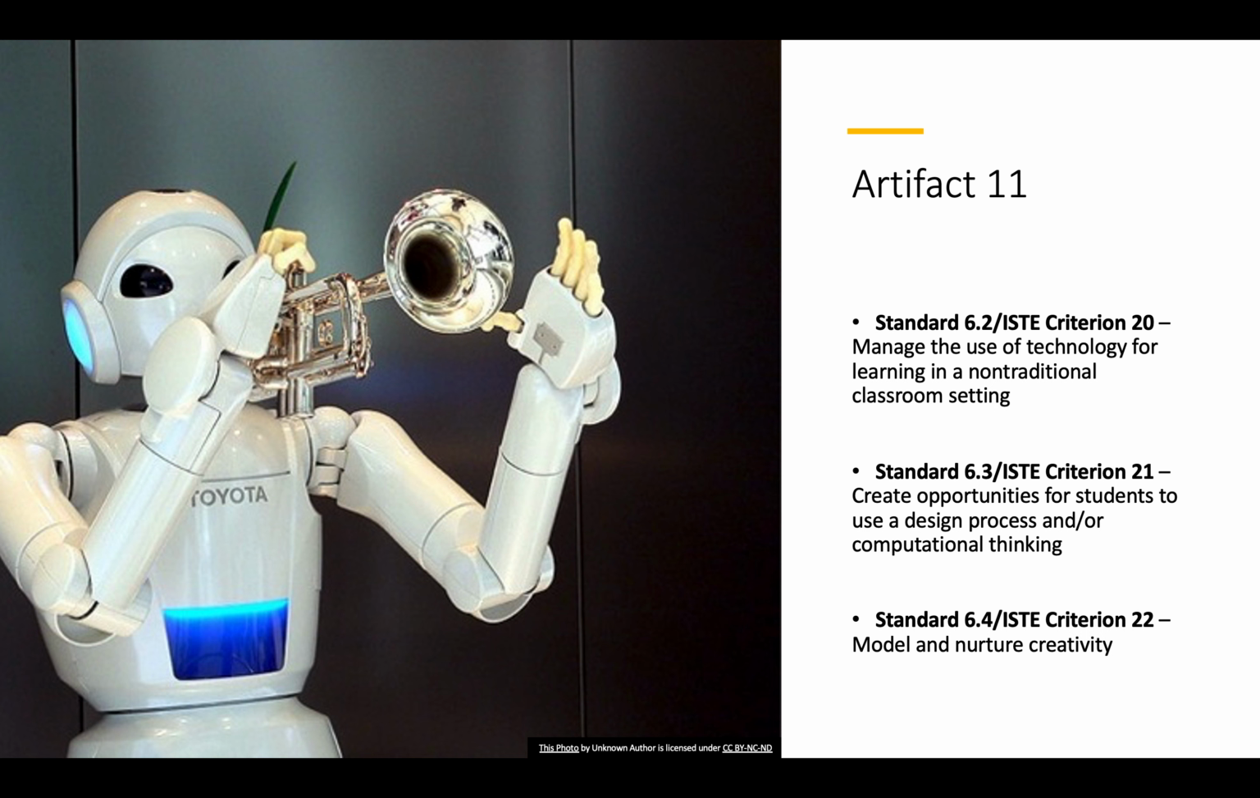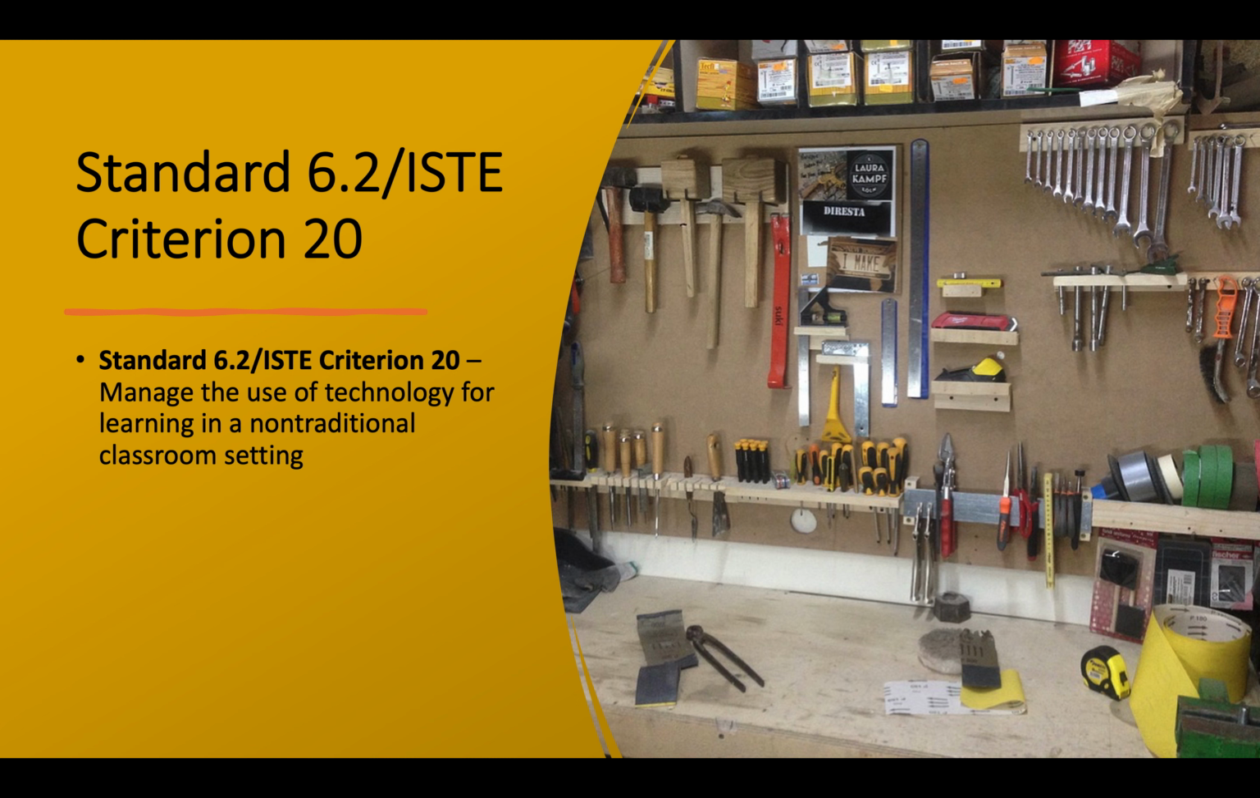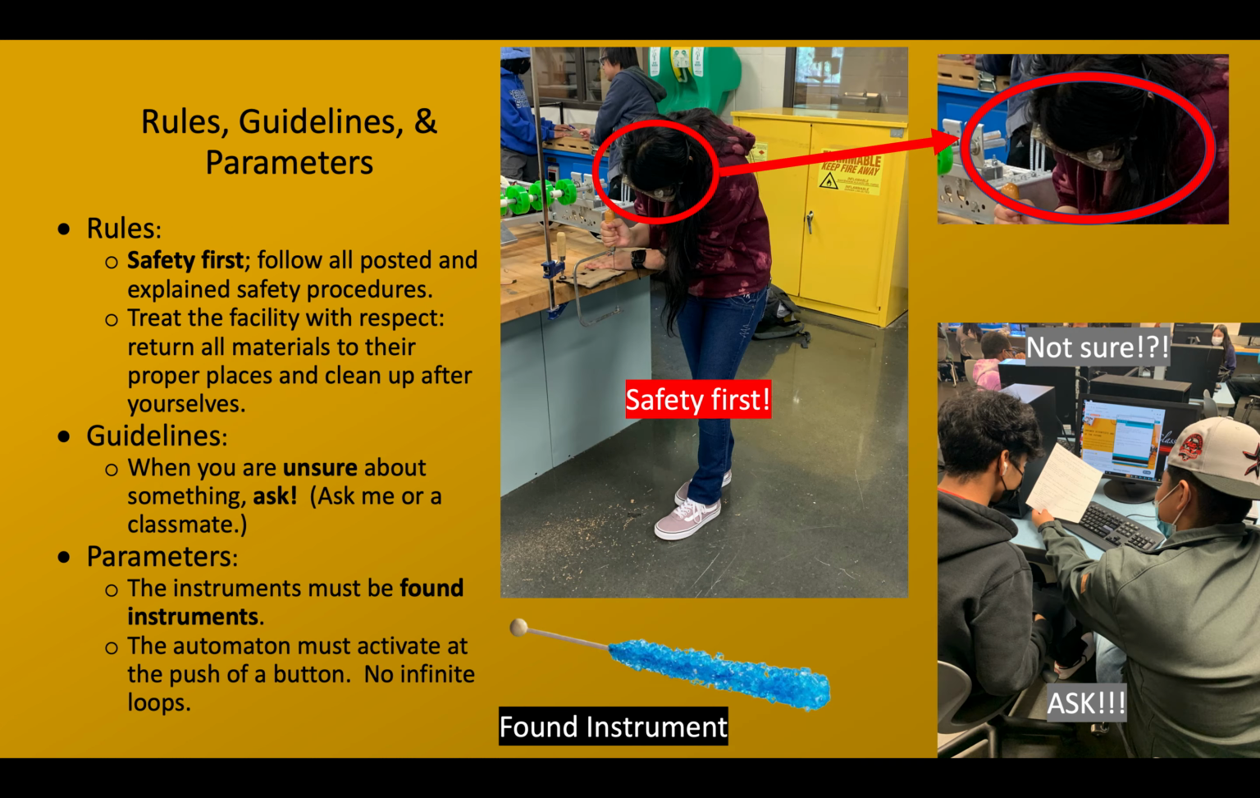Artifact 11 consists of Standard 6.2, its D criterion 20, Standard 6.3, its D criterion 21, and Standard 6.4, its D criterion 22. Standard 6.2, its D criterion 20, requires that I manage the use of technology for learning in a non-traditional classroom setting. On this slide, you can see examples of my students following the rules, guidelines, and parameters I set for a project using our school's makerspace as they attempt to make robotic instruments.